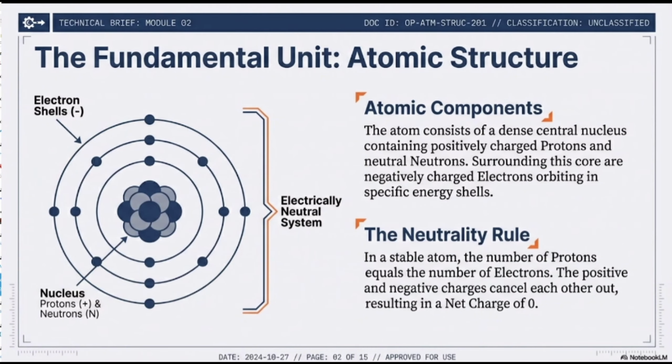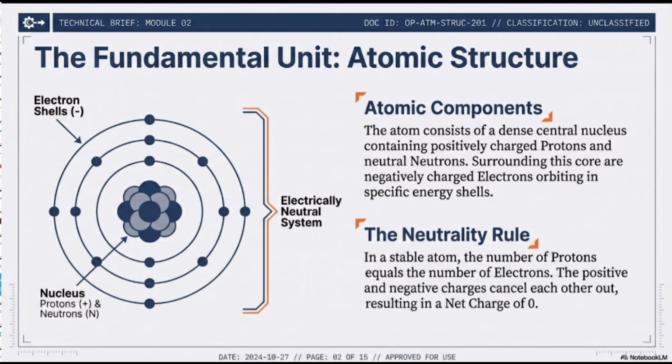A proton is a part of the atom that has a positive charge, while a neutron doesn't have any charge. Then we have the third important part, which we call the electron. Electrons orbit around the nucleus itself and have a negative charge. The whole idea of electrons, protons, and neutrons together is what we call an electrically neutral system.